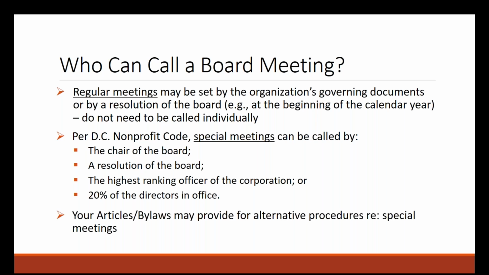Your articles and bylaws may provide for alternative procedures when it comes to special meetings. And this is actually one area where we at the Pro Bono Center recommend something a little bit different from the DC Nonprofit Code. In our default bylaws, we allow any two directors working together to call a special meeting. That's a little bit more flexible than what's in the Nonprofit Code. You can see there they have a 20% threshold. We bring it down to just two directors putting their heads together, saying we need to have a meeting. They can call a meeting. But that's up to you. This is an area where you have some flexibility.